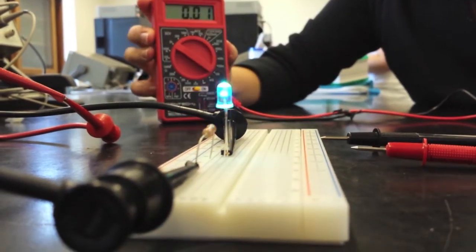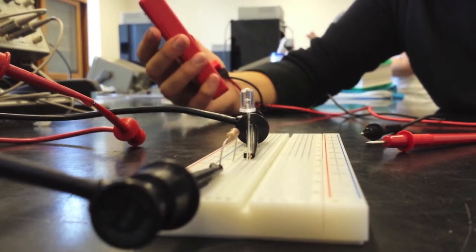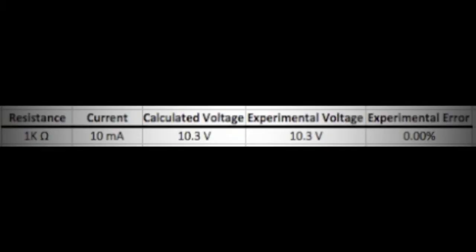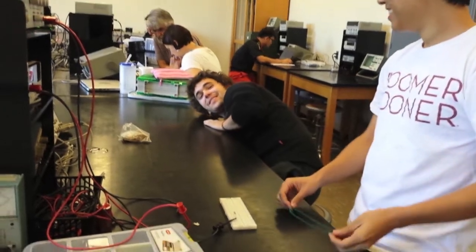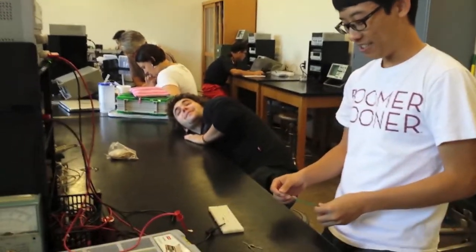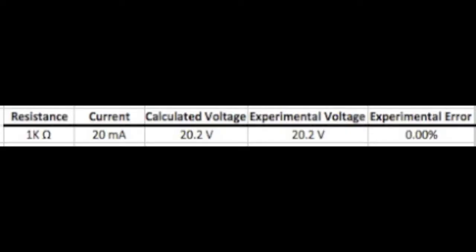Next, we ran a 10 milliamp current, which gave us a calculated value of 10.3 volts, which then again matched our experimental value. Finally, we ran 20 milliamps of current through the circuit, giving us a calculated value of 20.2 volts, which yet again matches our experimental value, thus proving Ohm's law.